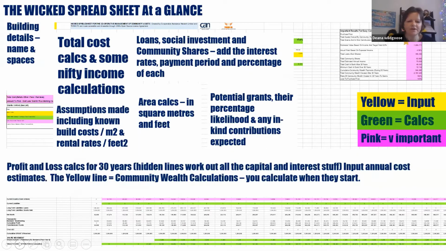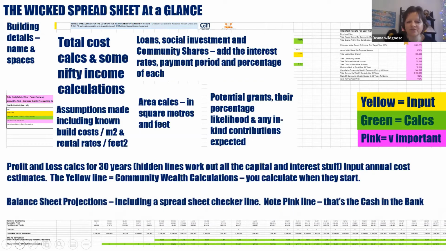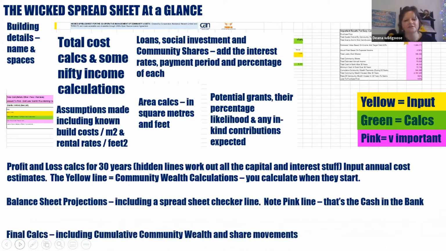It then shows you the profit and loss calculations for 30 years, which enables you to see how that progresses and add in community wealth calculations. So gradually, as you're earning more, you can pull out funds which will go into the community wealth fund to build that up. And it also shows you the balance sheet projections, including the pink line, which is the cash flow, and then the final calcs of the total community share and community wealth developed and the movements in shares. Then there's a little key on the side.